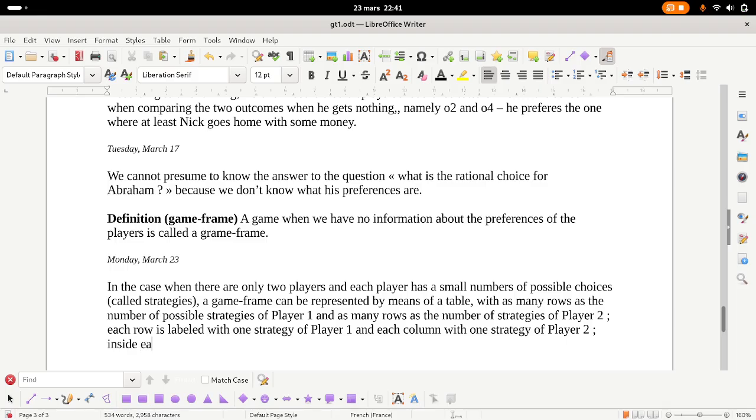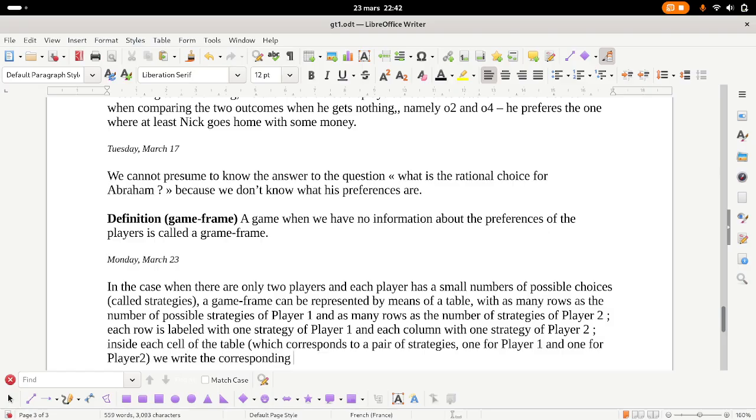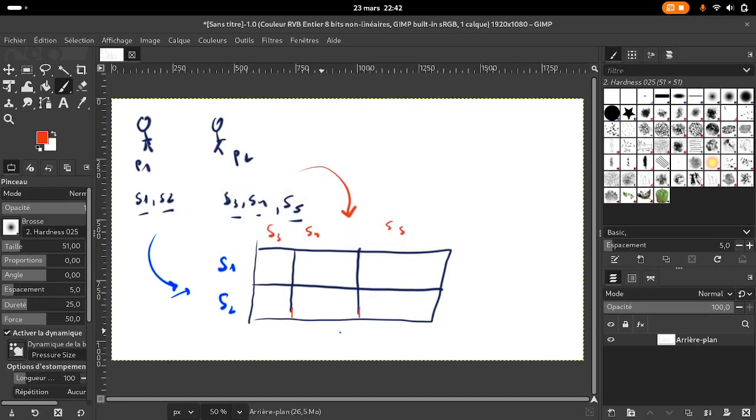And inside each cell of the table, which corresponds to a pair of strategies, one for player 1 and one for player 2, we write the corresponding outcome.